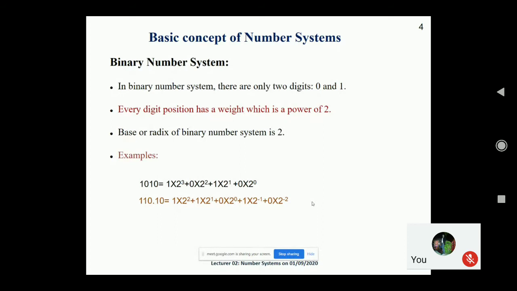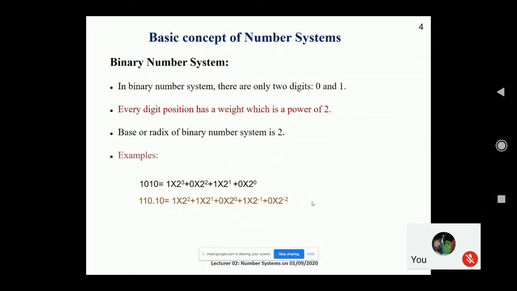When we are manipulating the number system, we are using powers of 2. Radix and base are the same; sometimes it is called the radix. The base or radix of the binary number system is 2.